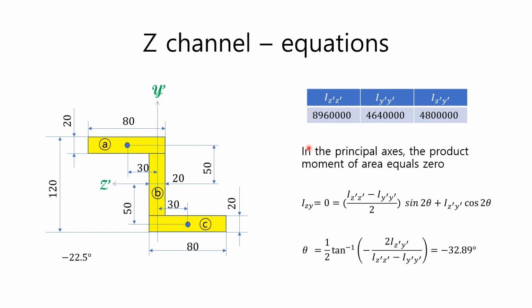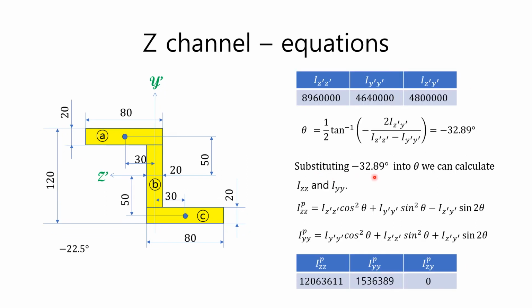Let's check whether it is consistent with the calculated value using the Mohr circle by calculating directly with the related formula. Since the product moment of area at the principal axis equals 0, by substituting 0 into product moment I_zy, the theta representing the angle to the principal axis can be obtained. It can be seen that this value is the same as that obtained by Mohr circle previously.